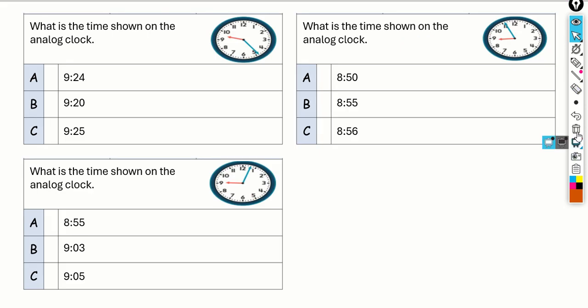Now again, these questions are the same type of questions, so try by yourself. Let's move on to the next one. See if you can get the right answer.